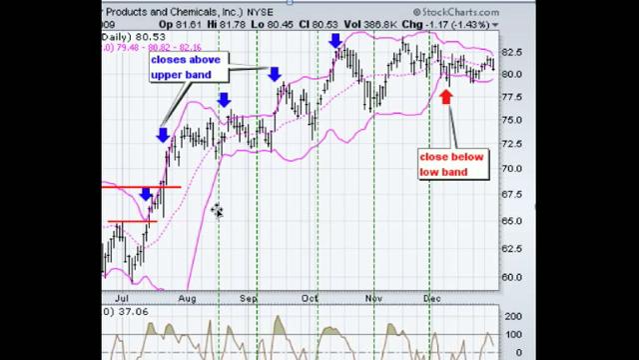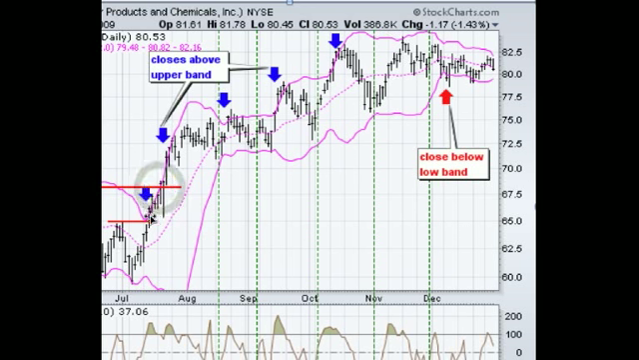Okay, let's look at an example of what we call walking the bands. We're going to use Air Products and Chemicals Inc. here with, again, a 20-day moving average and a standard deviation multiplier of 2 for the upper and lower band. Now what you've got here is a fairly classic, what you've learned earlier, W bottom, okay, with a corresponding breakout right here, and then another breakout right here.